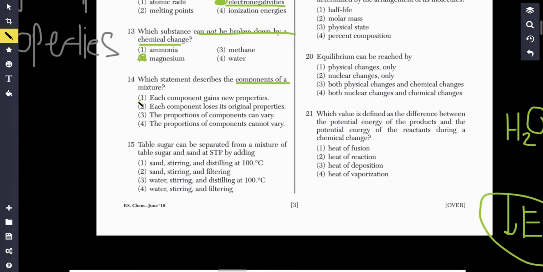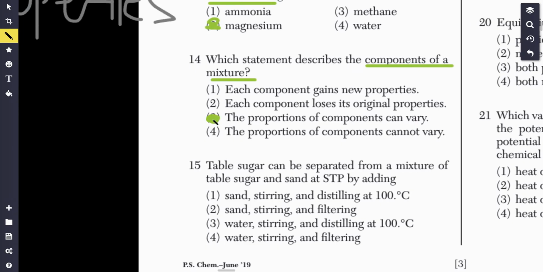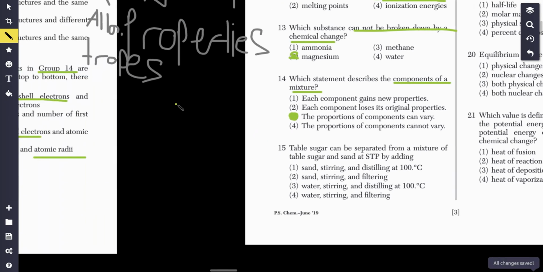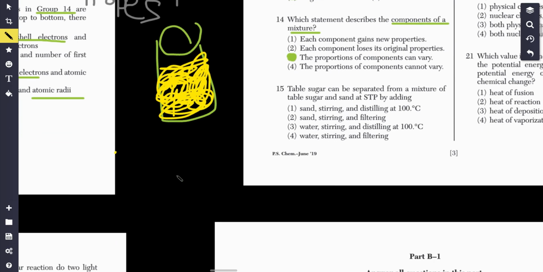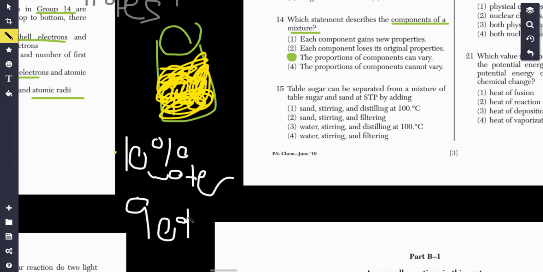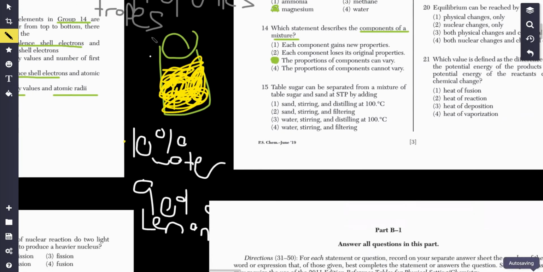All right, describes the components of a mixture. Well, the proportion of the components can vary. If I'm making lemonade, I love this example, I use this example like every time. I swear, I love it. Let's say I have lemonade right over here. Now, my lemonade can be, let's say, 10% water and 90% lemon. Oh, that's a sour lemonade, right? Now, lemonade is a mixture because we are physically just mixing these two things together, right?